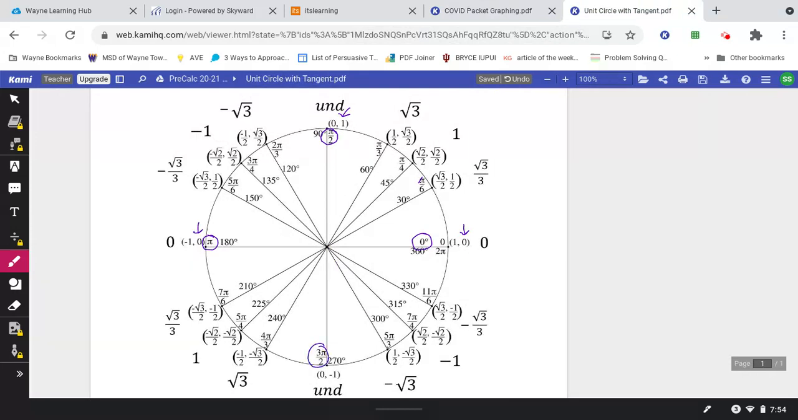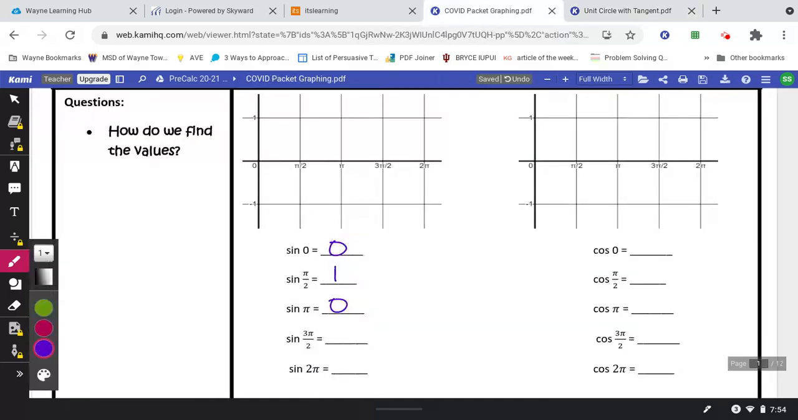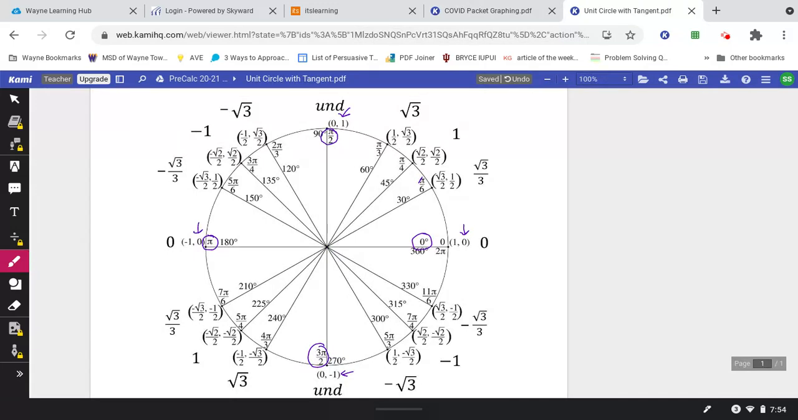Sine of 3 pi over 2 should be -1. And sine of 2 pi, which is the same place as our original 0, so that's still going to be 0.